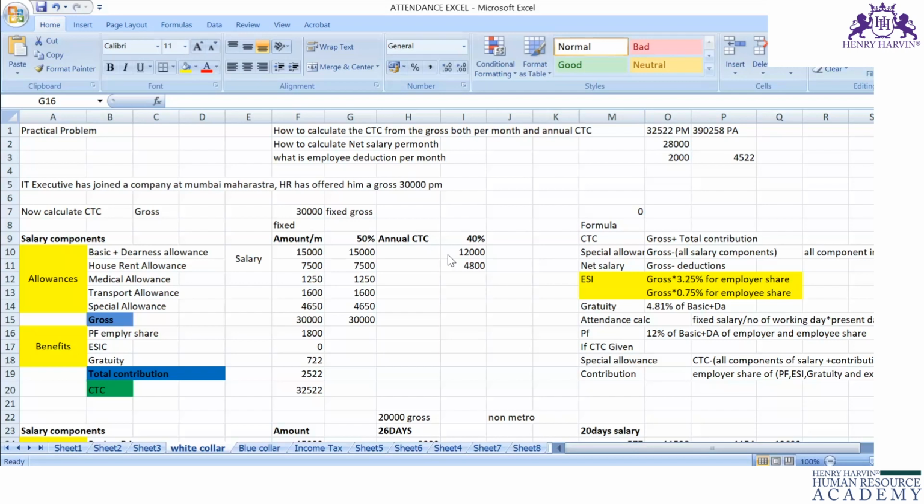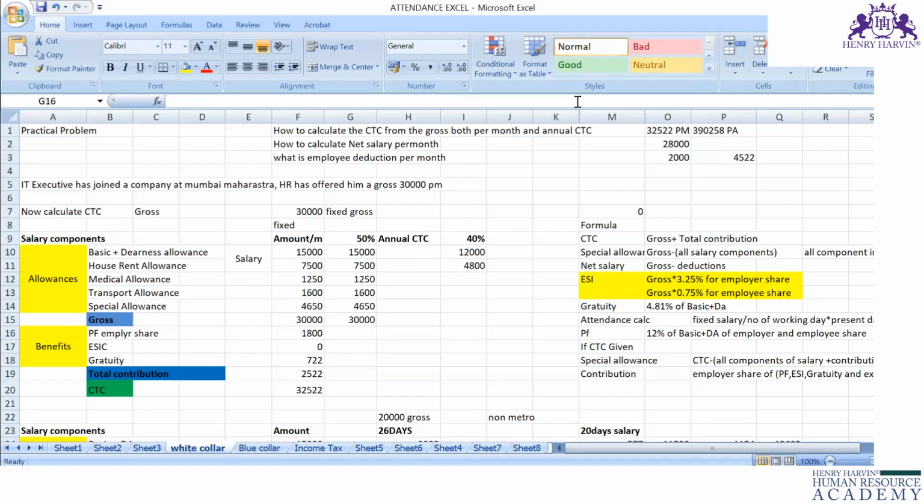So the employee need not pay tax for this transport allowances if the employee is getting up to 1,600 per month and 19,200 per annum. If they receive 19,200 per annum, they need not pay any tax for transport allowances. Is it clear?